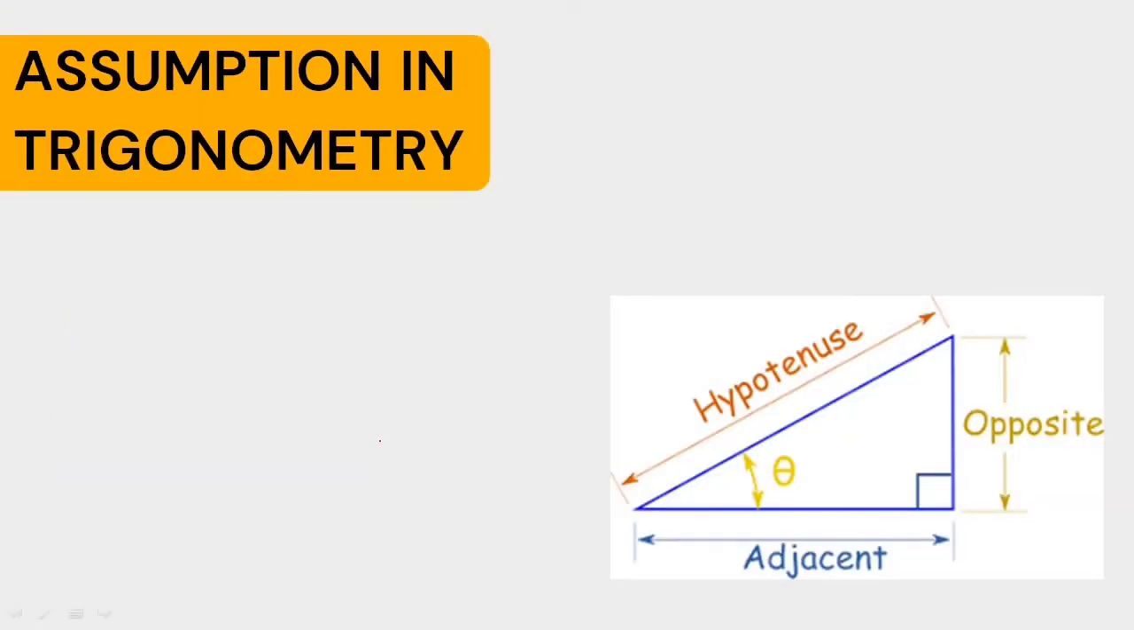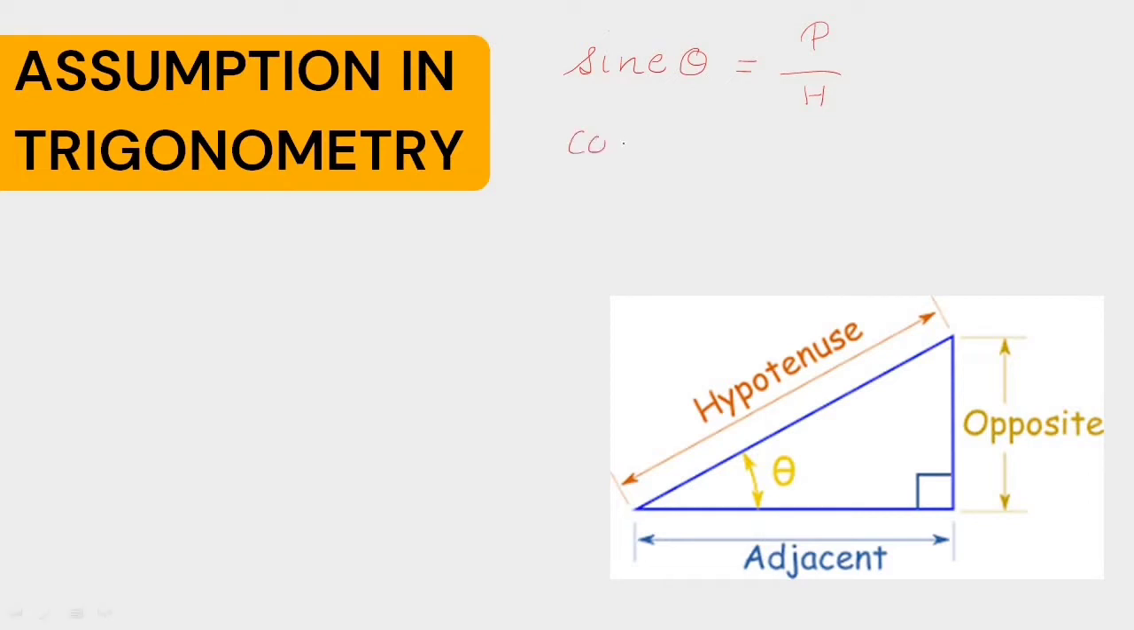Now assumptions in trigonometry. Why are we going to assume something? We are starting a new chapter, and in every new theory there are some assumptions on which the whole theory is based, or the derivations or the proofs are made. So what are the assumptions here? First assumption was that sine theta is equal to perpendicular upon hypotenuse.